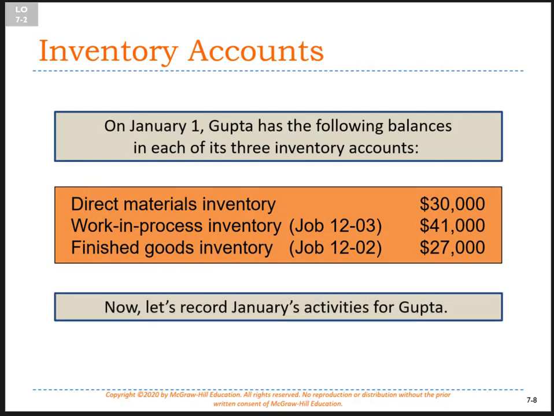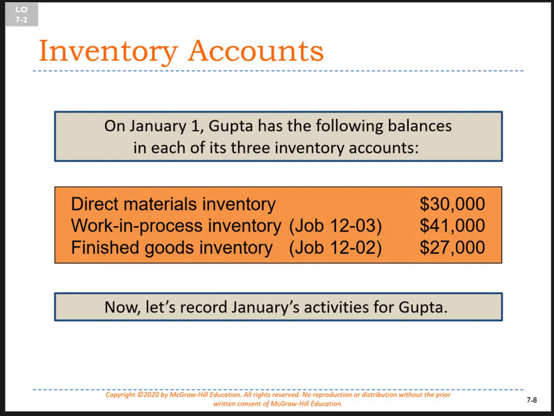So we're going to trace how this works in our T accounts through the inventory. The first thing we want to do is look at what we have when we start the year. Our direct materials inventory is $30,000. That would be on the debit side of our T account. That's called raw materials inventory. We have one job that we're working on partially done, job 1203. We've worked on and completed $41,000 worth of costs for that job on January 1, but it's not done yet when we start the year. And then we have some stuff in finished goods.